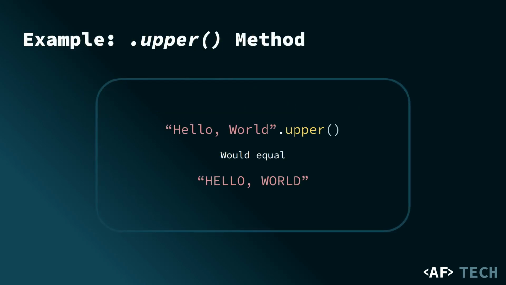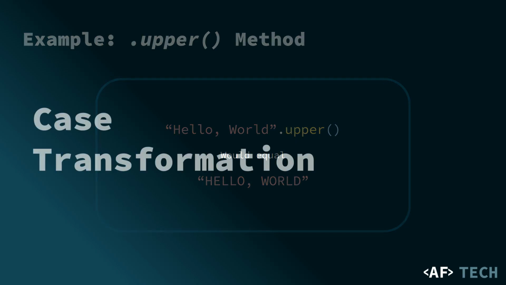String methods are called by typing a dot and then the function. So for example, you can see that we have the string hello world, which is calling the .upper function, which makes every letter in the string uppercase.